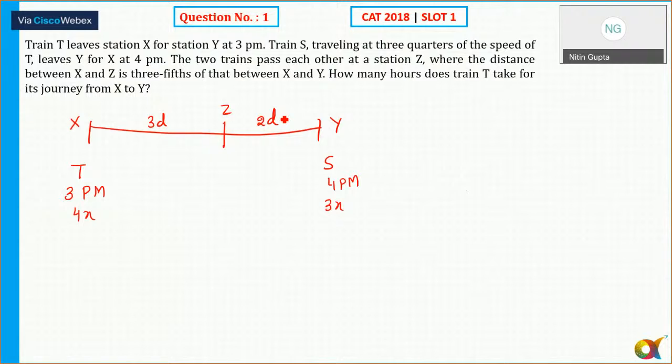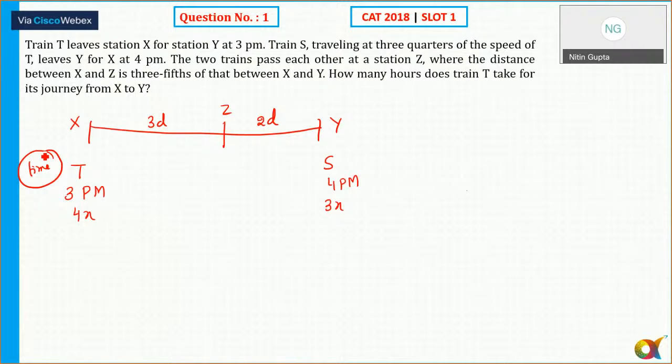I hope that it is clear to all of you. So the total will be 3 plus 2, which is equal to 5. The two trains pass each other at station Z, where the distance between X and Z is 3/5 of that between X and Y. How many hours does train T take for its journey? So we need to find the time taken by train T for the journey. This is what has been given to us.